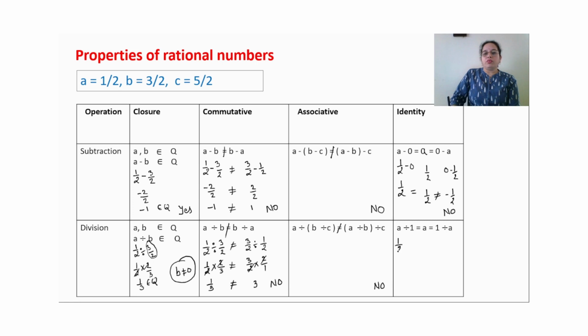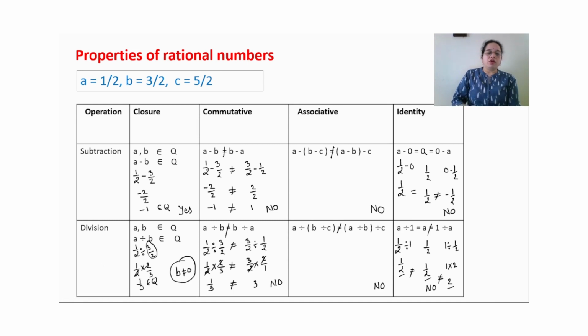Now come here for the identity element. So 1 by 2 divided by 1. If we divide by 1, we get the same number, 1 by 2. Value of A is 1 by 2. Now 1 divided by 1 by 2. So we will take the reciprocal of 1 by 2, which gives you 2, and the answer will be 2. So one answer is 1 by 2, another answer is 2. So this is not equal. Okay, so we can say that no, we cannot observe any identity element for the division of rational numbers.